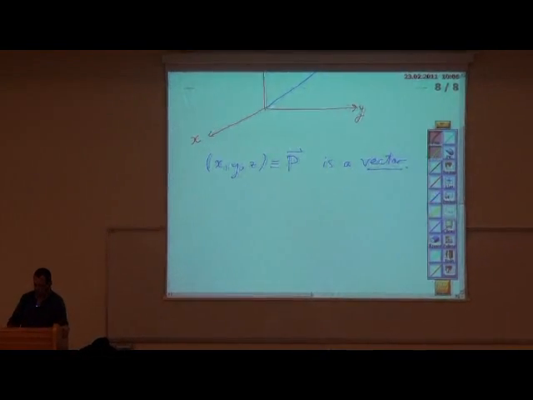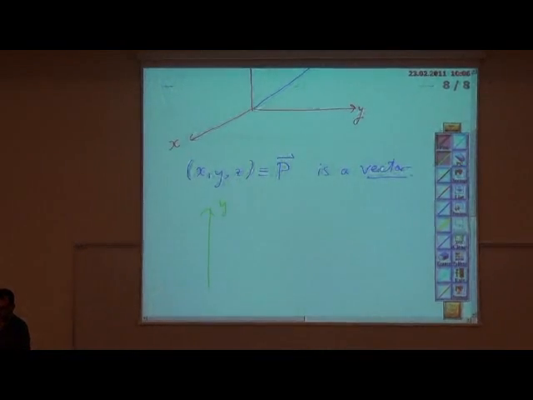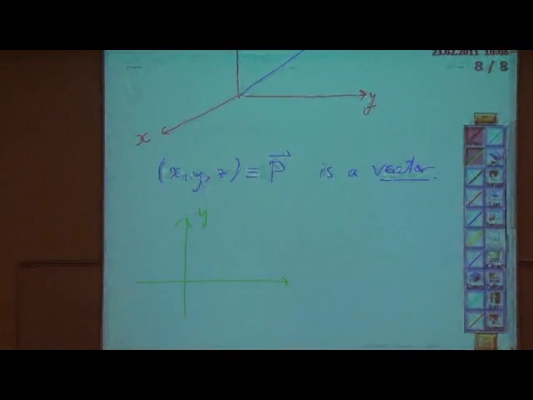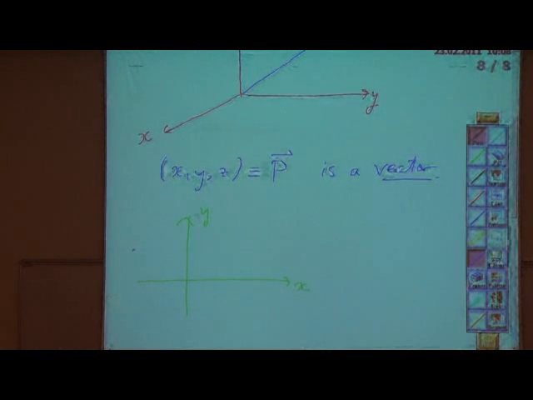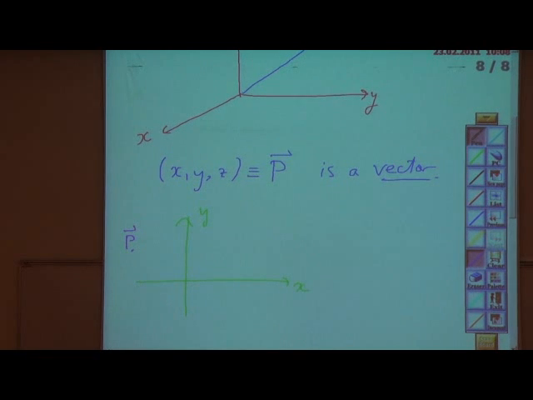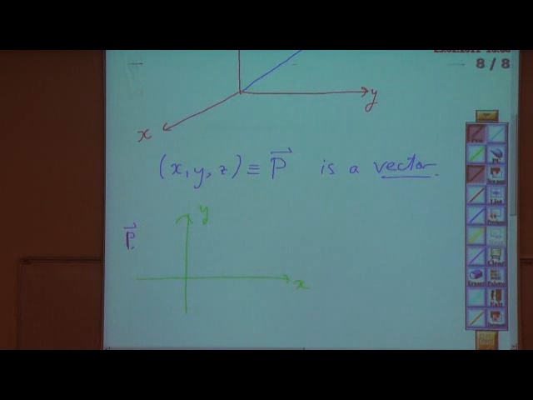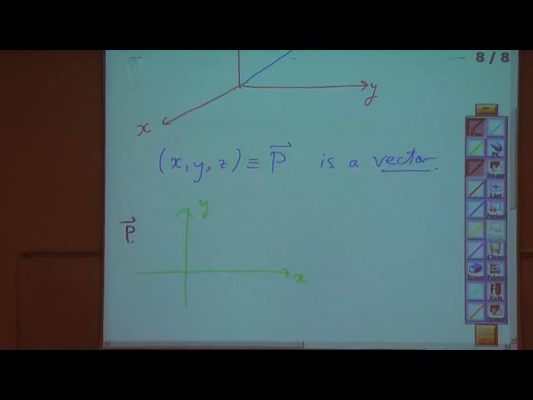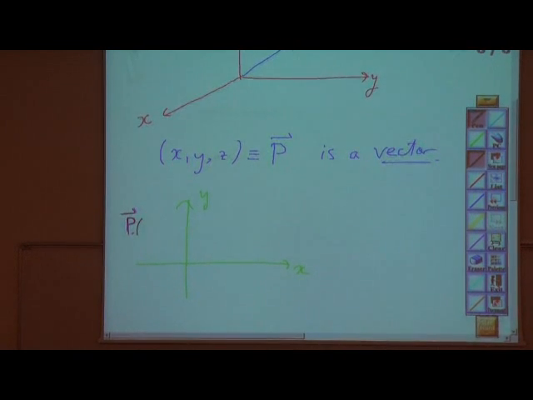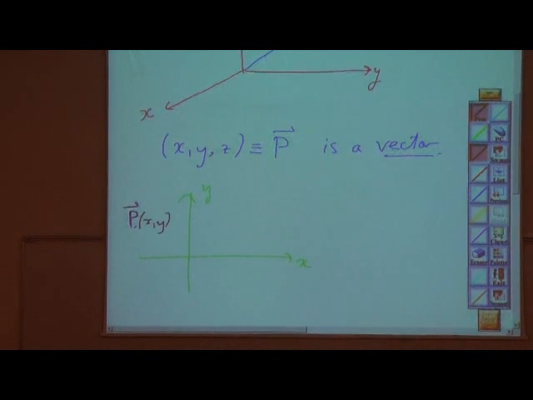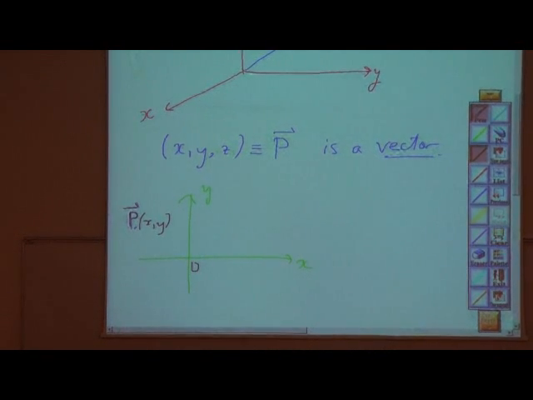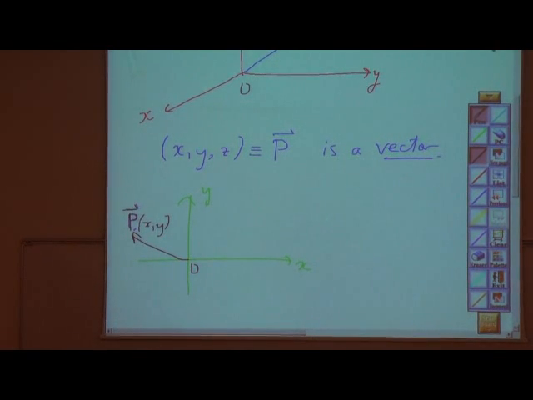Now, this is also a vector. Here is a two-dimensional situation. XY plane. And here is your point P there. Okay? Well, let me use black. Here is our origin. Okay. This is in two dimensions.